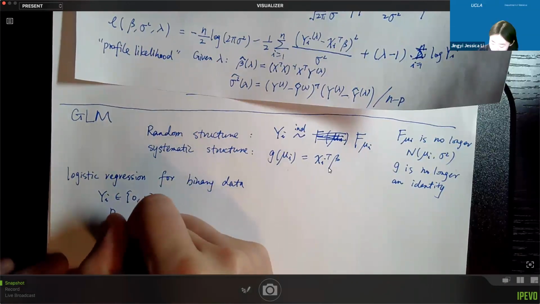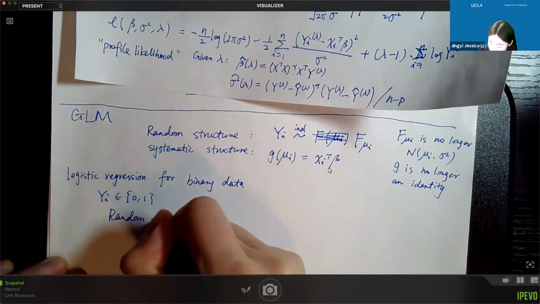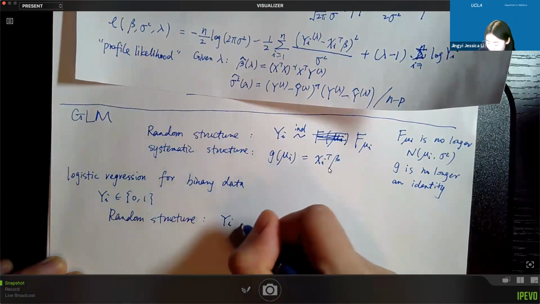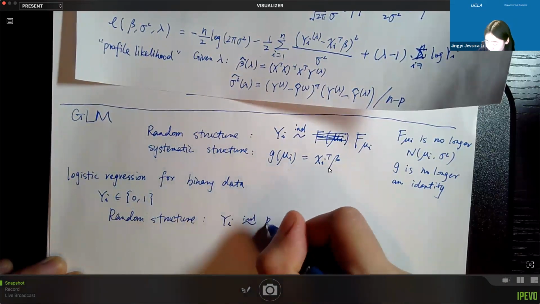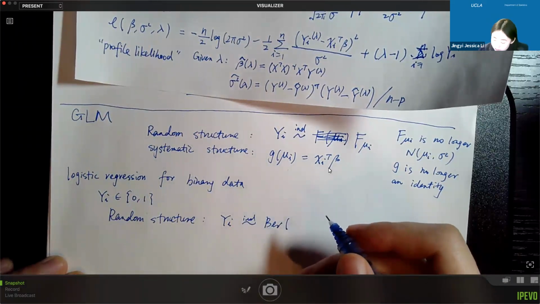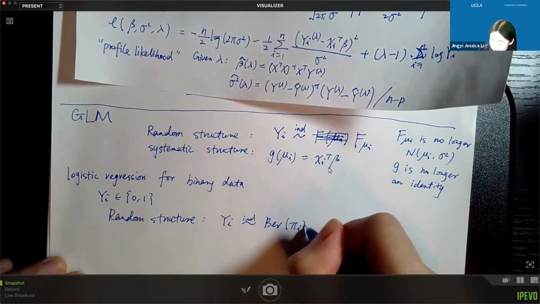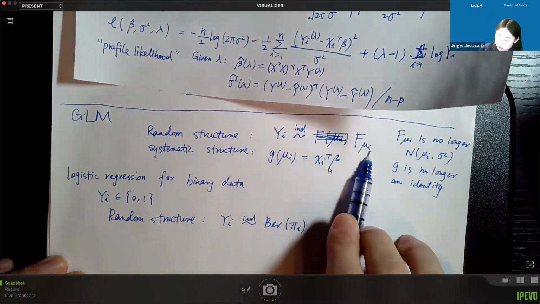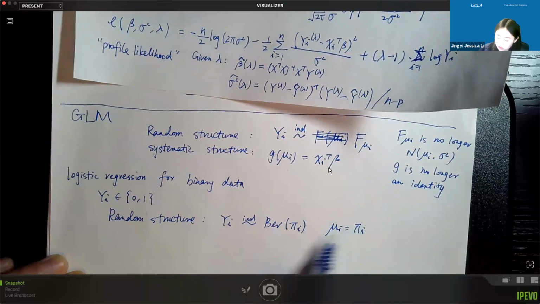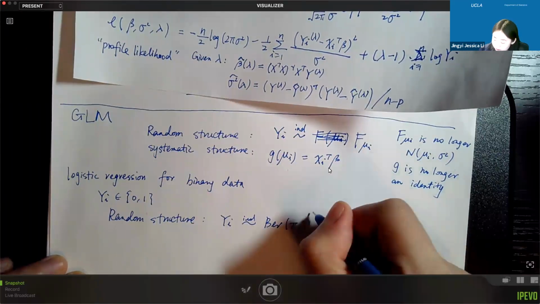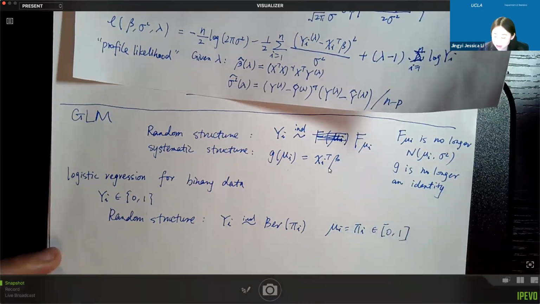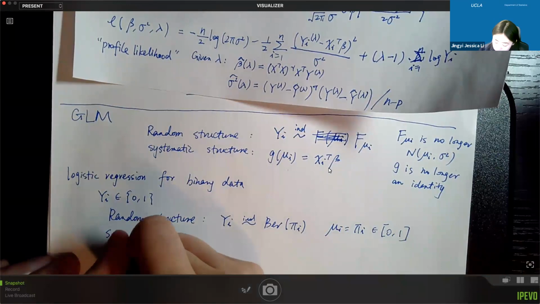So clearly, the random structure is set: the yi independently follow Bernoulli with mean, let's just give it a name, pi i. So basically, pi i is what I call mu i here. It's just for convention that we call it pi i. And of course, this pi i is between 0 and 1. Okay, now think about the systematic structure.